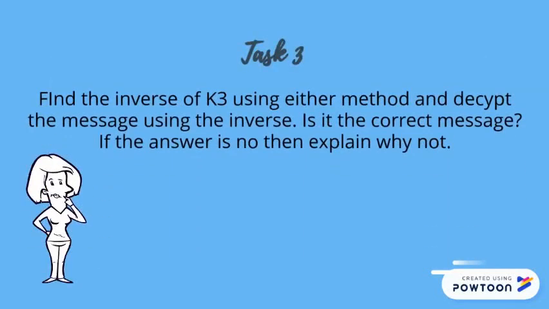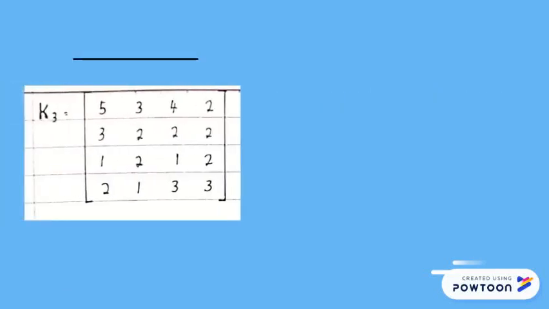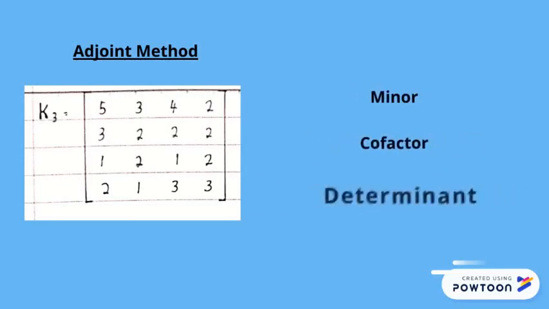For the last task, we need to find the inverse of K3 using either method and decrypt the message using the inverse. Is it the correct message? If the answer is no, then explain why. As for now, we are going to find the inverse of K3. Since we chose to use the adjoint method, the procedure is exactly the same as what we did in finding the inverse of K1, which is we need to find the minor, the cofactor and the determinant.